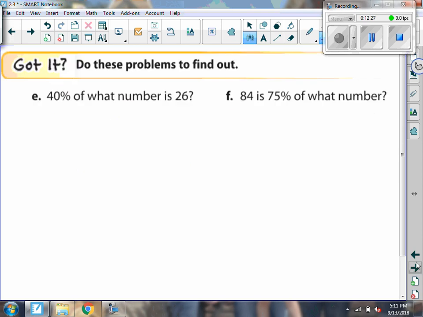Okay, so do the exact same thing for E and F. So let's look at E really quick. 40% of what number is 26? So 40%, that percent tells me that this is going to be my percent. 26, so it is 26, so that's going to be my part. So go ahead and finish E and F.